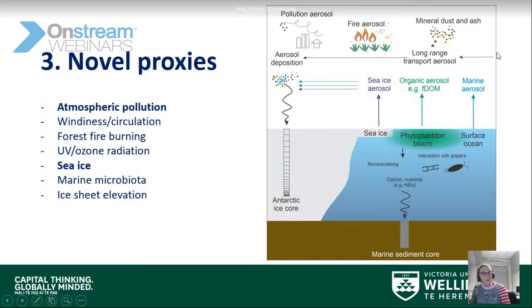We also have a marine component. So we have particles emitted from the surface ocean, from marine microorganisms, and from sea ice. And these, again, all get transported in the atmosphere and deposited at our ice core site. So I'll just talk about a couple of these examples.